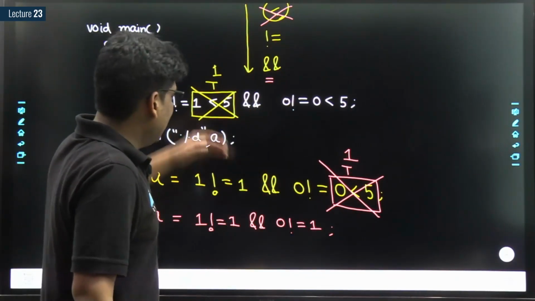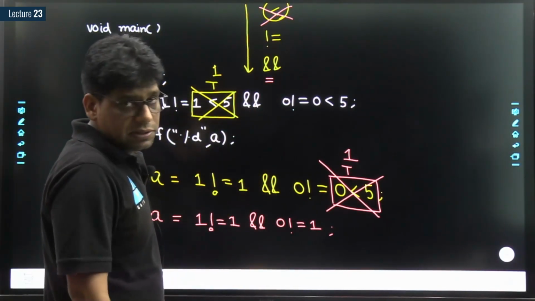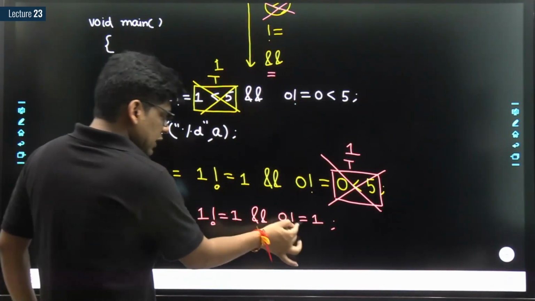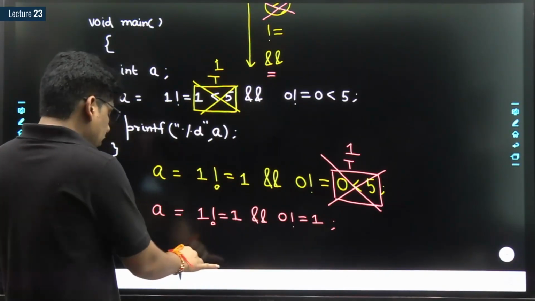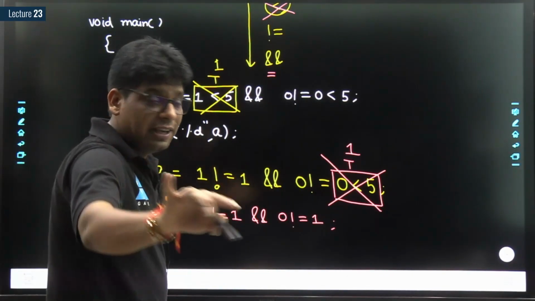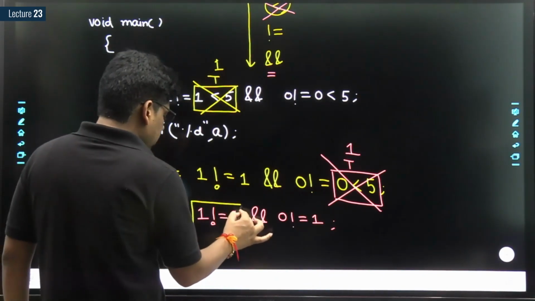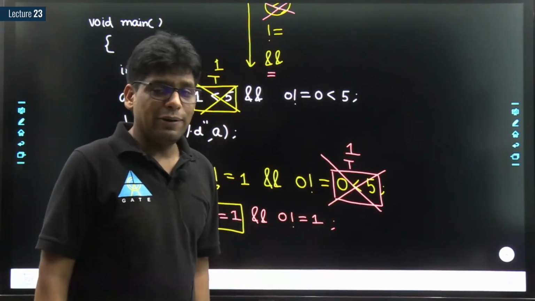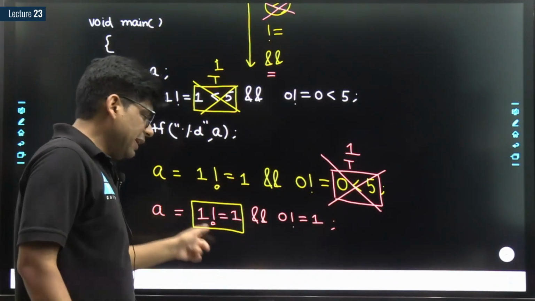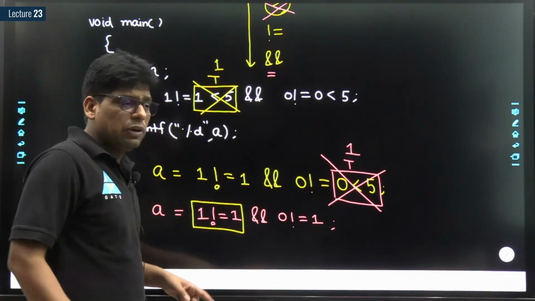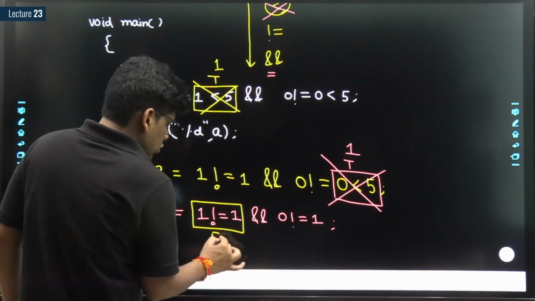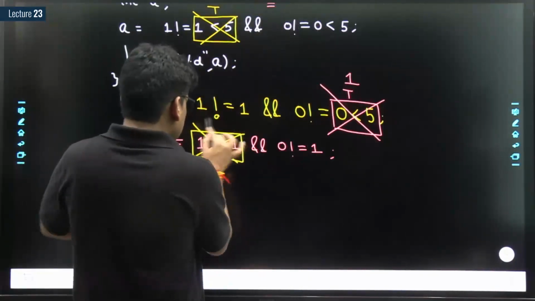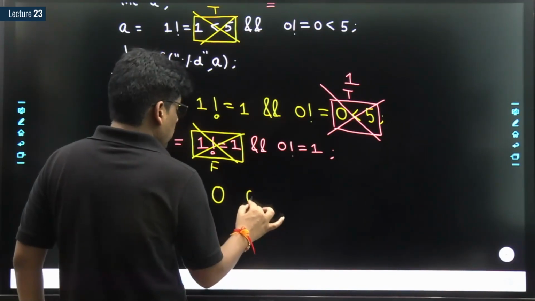Then among remaining operators, the highest priority is of this relational operator. But we have two such relational operators. Sir, which one to be evaluated first? Associativity. So from left to right, this one comes first. So we will evaluate this. Is it true that 1 is not equal to 1? No, sir. 1 is equal to 1. That means this statement is false. So can I replace this, or what is the output of this? 0. Because it is false, the output of this statement is 0.